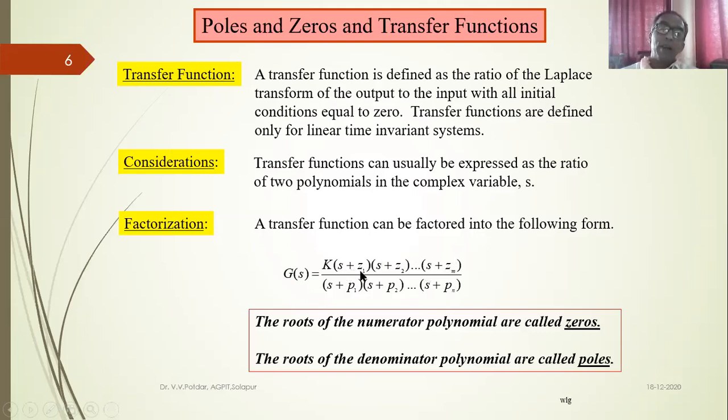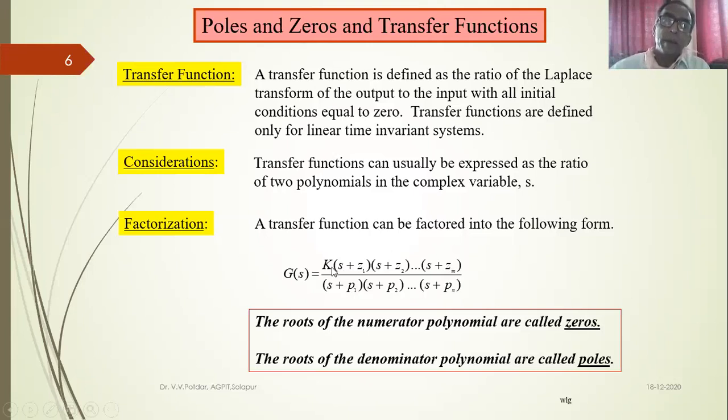Okay, so these are called the first order zeros: S plus 1, S plus 2, S plus 3. If I got a factor S square plus 2S plus 1, so S square, this is second order. So those are called second order factors, right? I can have real factors, I can have imaginary factors, I can have complex conjugate factors. So a variety of factors can be there in my transfer function, the numerator as well as the denominator.